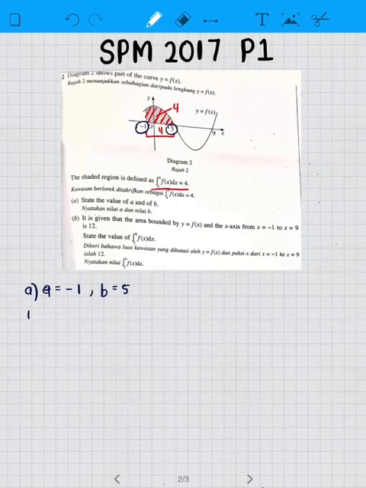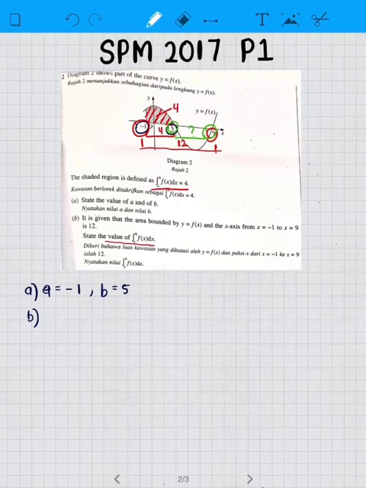For the next question, question B, it says it is given that the area bounded by y equals f(x) and the x-axis from x equals -1 to x equals 9 is actually 12. The question asks you to find the value of integrate 5 to 9 f(x) dx. So how do you find it? We need to find this, from 5 to 9.